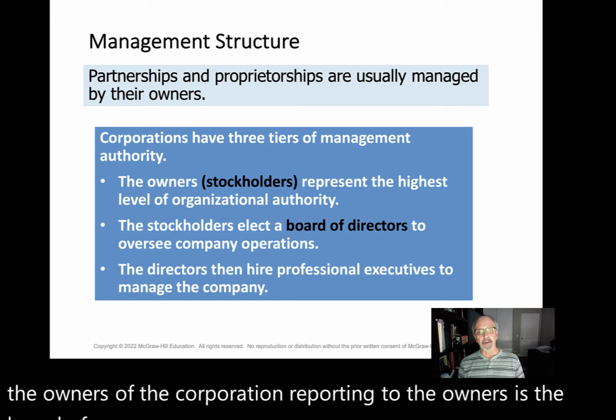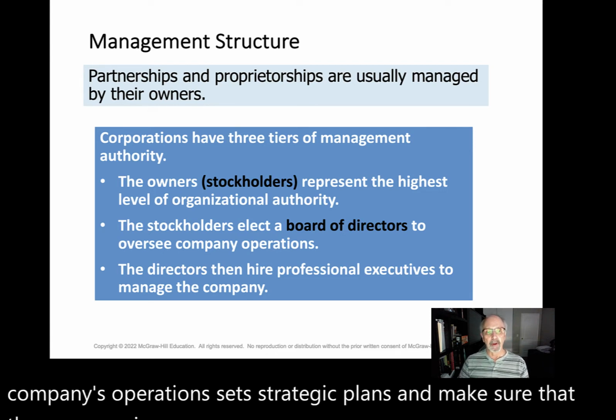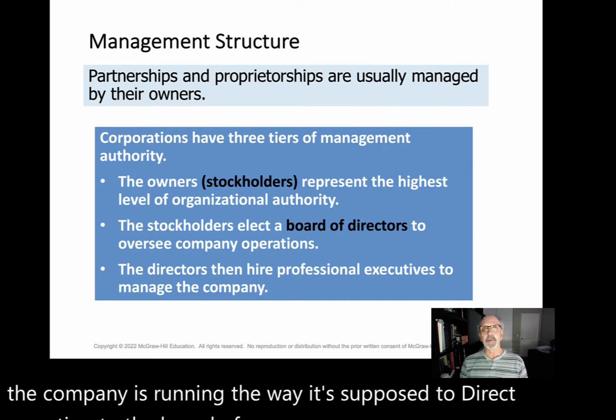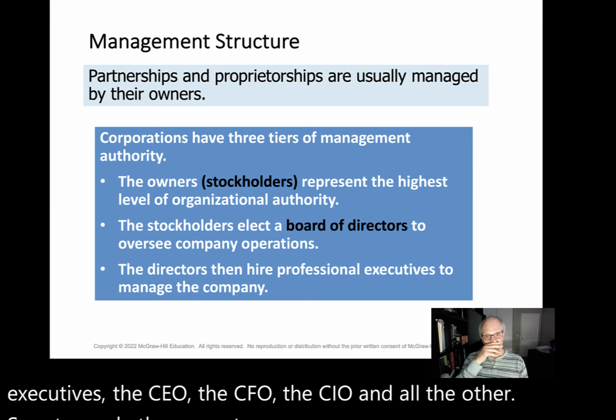The board of directors oversees the company's operations, sets strategic plans, and makes sure that the company is running the way it's supposed to. Reporting to the board of directors are the professional executives, the CEO, the CFO, the CIO, and all the other C-suite people. They report to the board of directors.